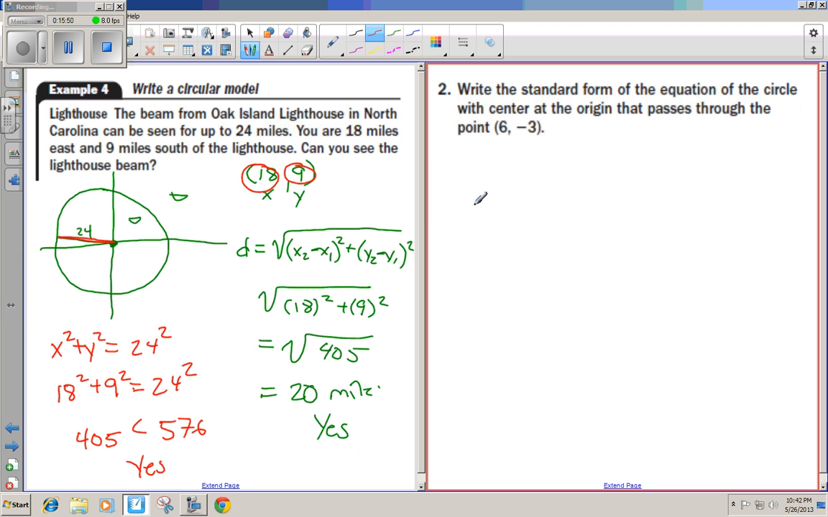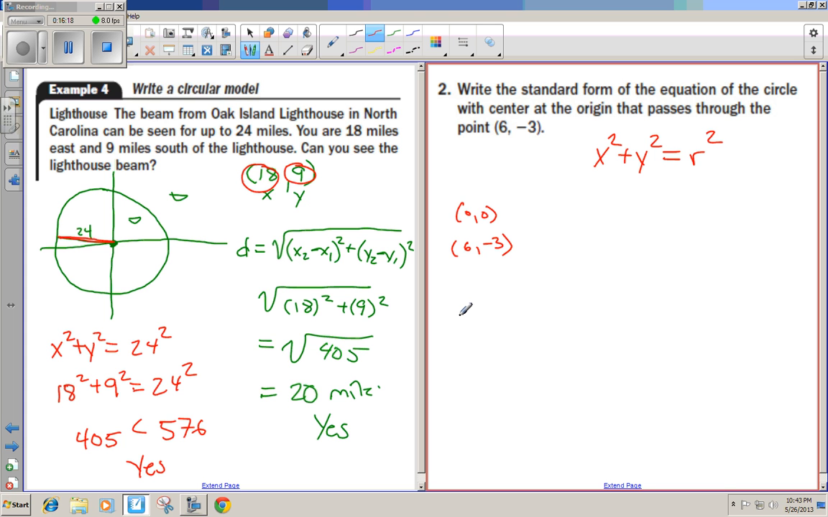All right, here is, I believe, a checkpoint. Write the standard form of the equation of a circle with a center at the origin that passes through this point. We know for a circle it's x squared plus y squared. If you get anything else, it's not a circle. If this is a minus sign here, it's not a circle. It goes through the origin and that point.